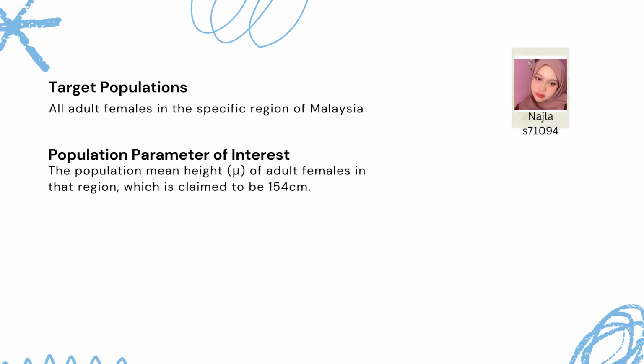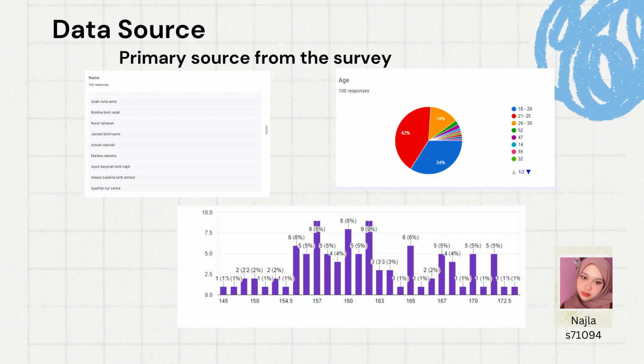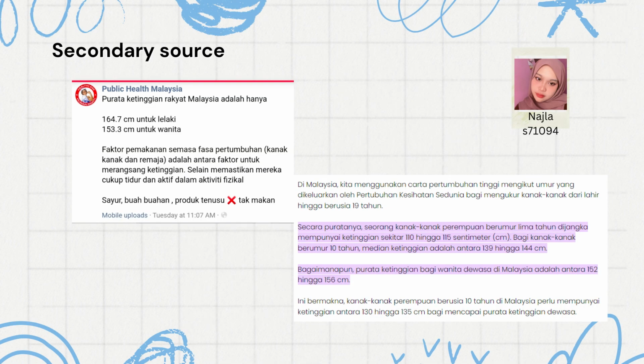Our target population is all adult females in the specific region of Malaysia. The population parameter of interest is the population mean height of adult females in that region, which is claimed to be 154 cm. For data source, this is our primary source from the survey. So you can see here the name, age, and the graph of height. The last source is our secondary source from an article.